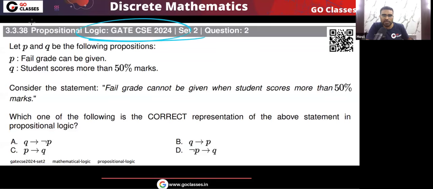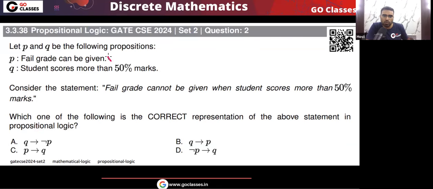Now let's solve this GATE 2024 question. Let P and Q be the following propositions. P is: fail grade can be given, and Q is: student scores more than 50% marks. Consider the statement: fail grade cannot be given when student scores more than 50% marks. Which one of the following is the correct representation of the above statement in propositional logic?